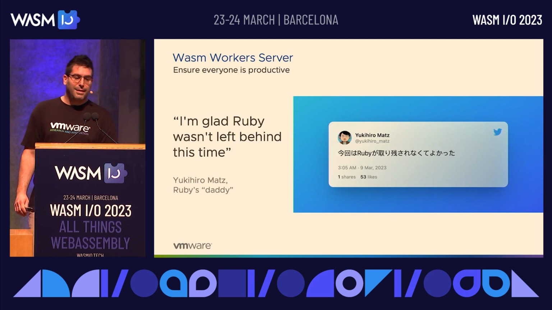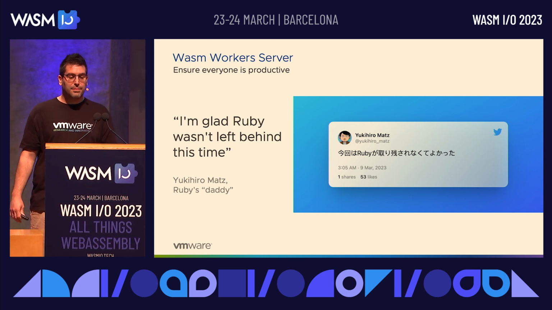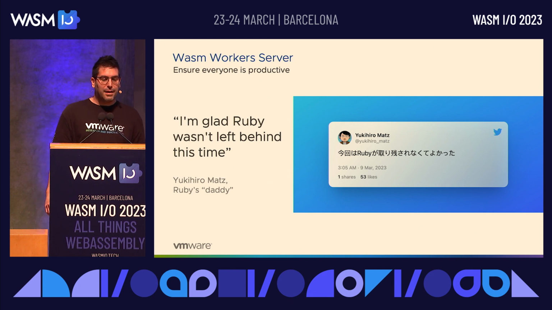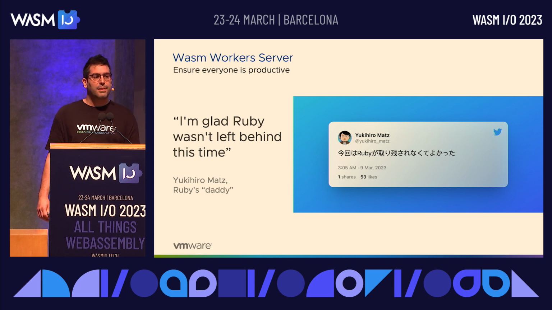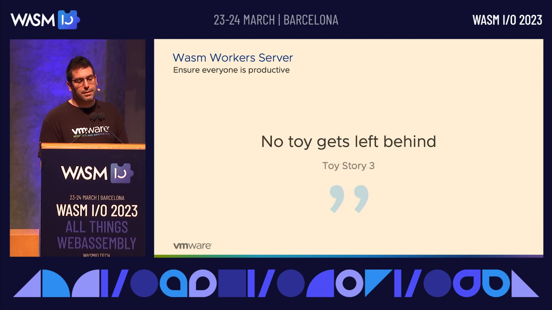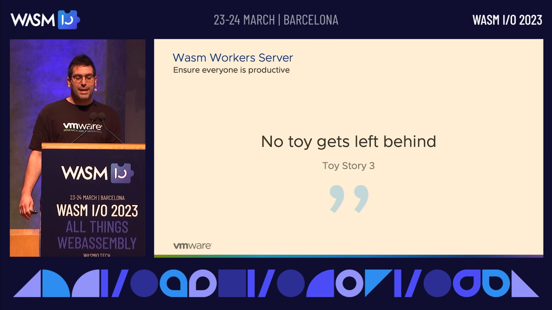And in that context, when we released Wasm Workers Server 1.0, where we had support for Python and Ruby, Yukihiro Matsumoto, who is Ruby's creator, after retweeting our release, tweeted, "I'm glad Ruby wasn't left behind this time." We think this is really important, and this is something that WebAssembly can also embrace. It can help embrace everyone in the community. And as Buddy said in Toy Story, no toy gets left behind.